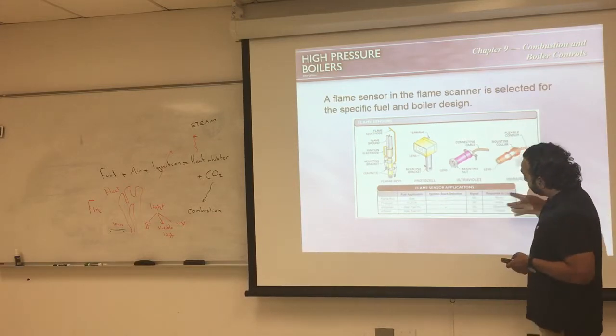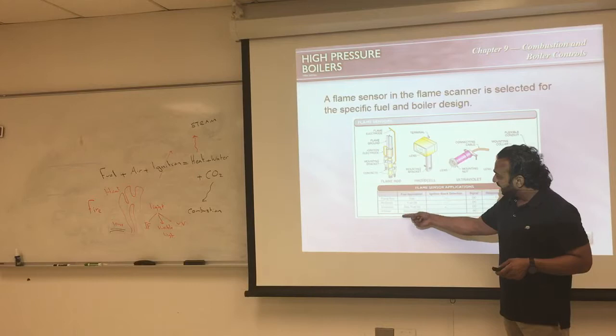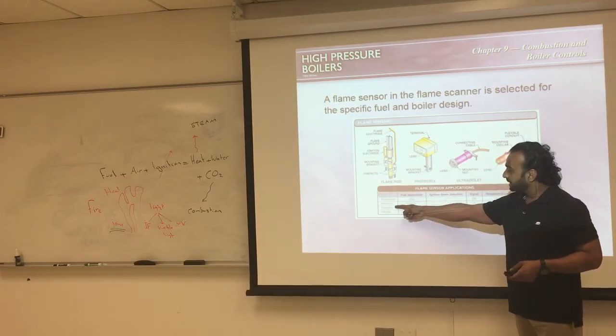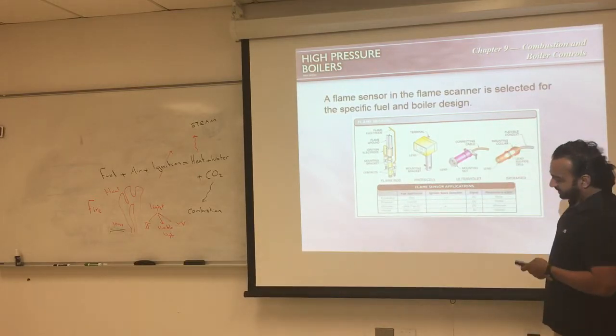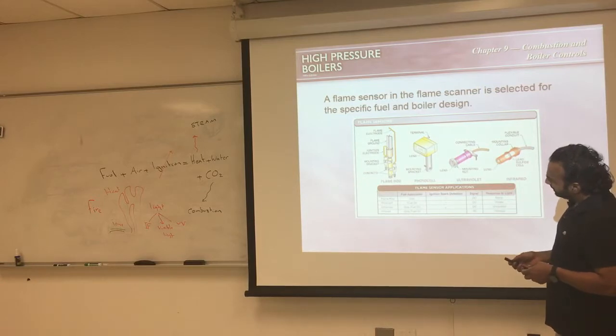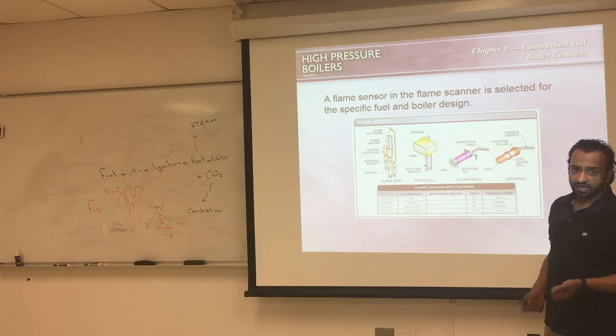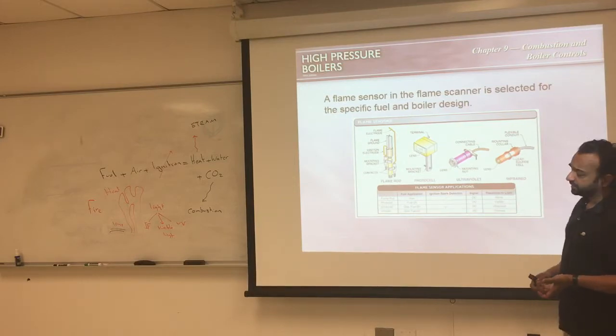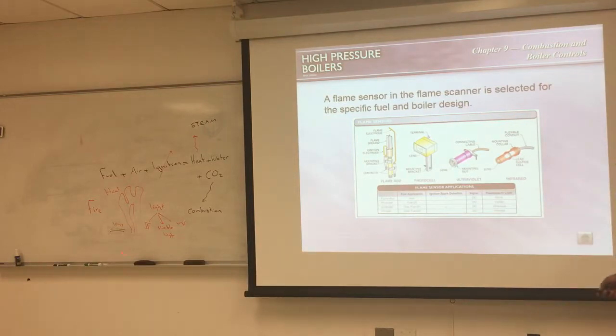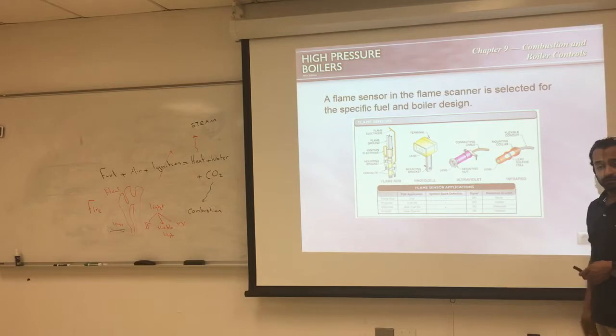This is a really important table to look at. This is the fuel application. For flame rod, we have gas. Why do we have different fuel with different sensors? Every fuel burns differently at different temperatures and produces different lights. Some sensors are more sensitive than other sensors. Signals: what signal do they send to the controller?